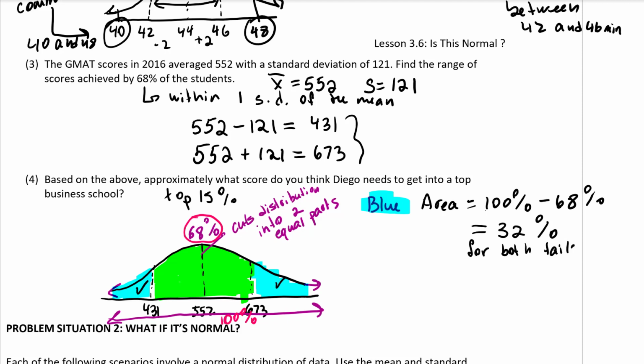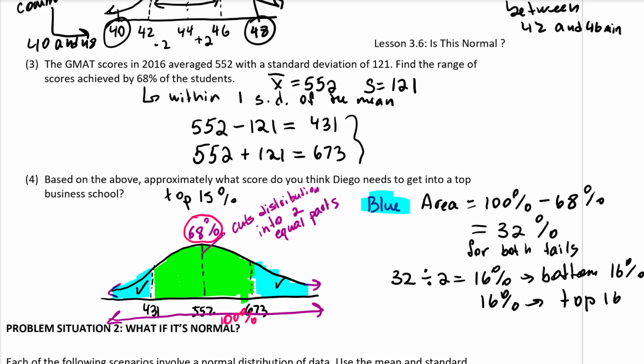And since this distribution is completely symmetric, that means 32 divided by 2, which equals 16%, will be the bottom 16%, and the other 16% is going to be the top 16%, when you're dividing it. So in other words, you will have 16% here, and you got 16% here, so it's the bottom 16.